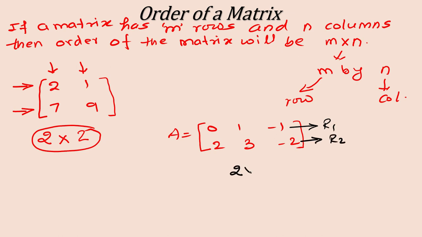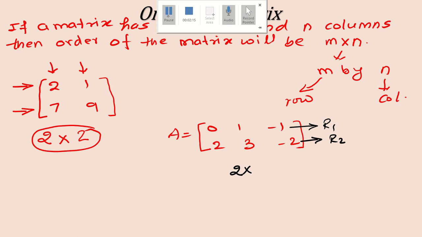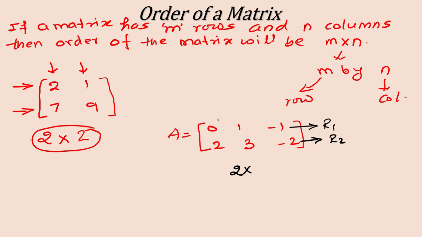So first we'll write 2 here and then, how many columns do we see here? We are seeing here 1, 2, 3 columns. Okay, so it will be 3. So what is the order of the matrix? Order of the matrix will be 2 by 3.